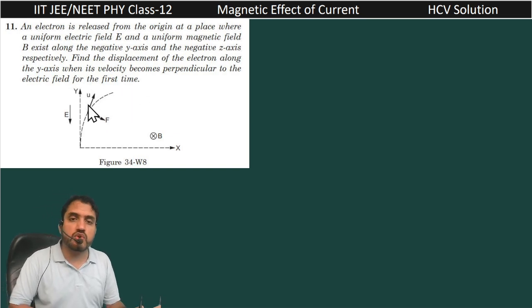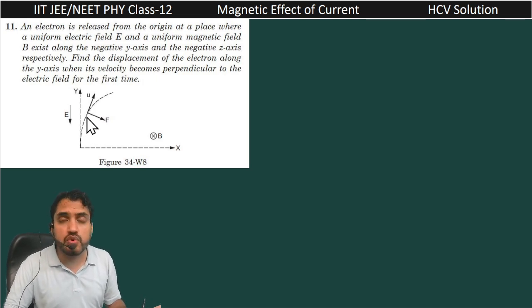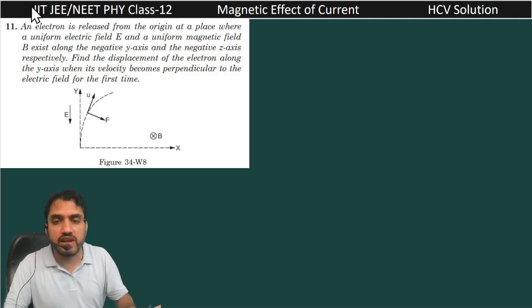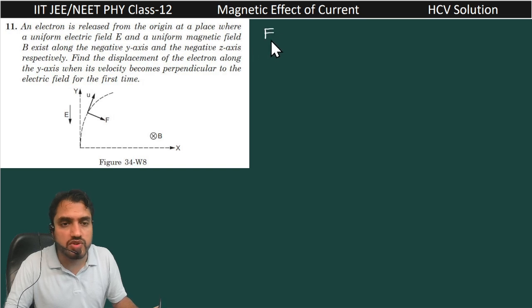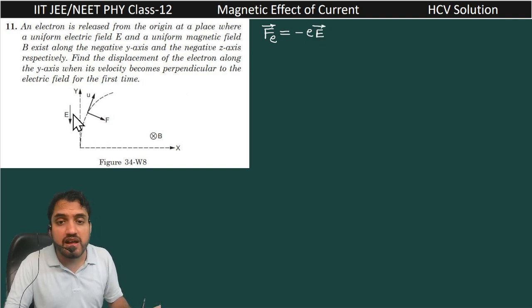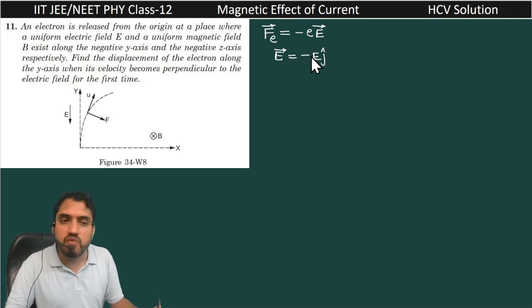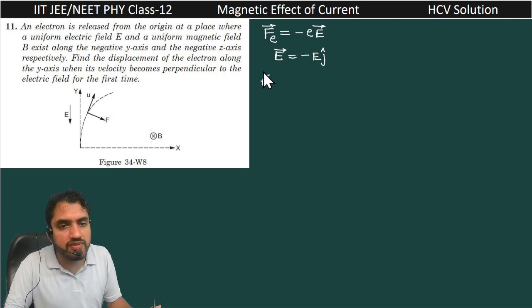So in this question, there are two forces acting on this electron. If you are talking about the force due to the electric field, that is Fe, it can be written as minus e into E vector. Here it is given that the electric field is in the negative y direction, so this electric field can be written as minus E j cap. So this electric force will become e into E j cap, because the minus minus will cancel out.